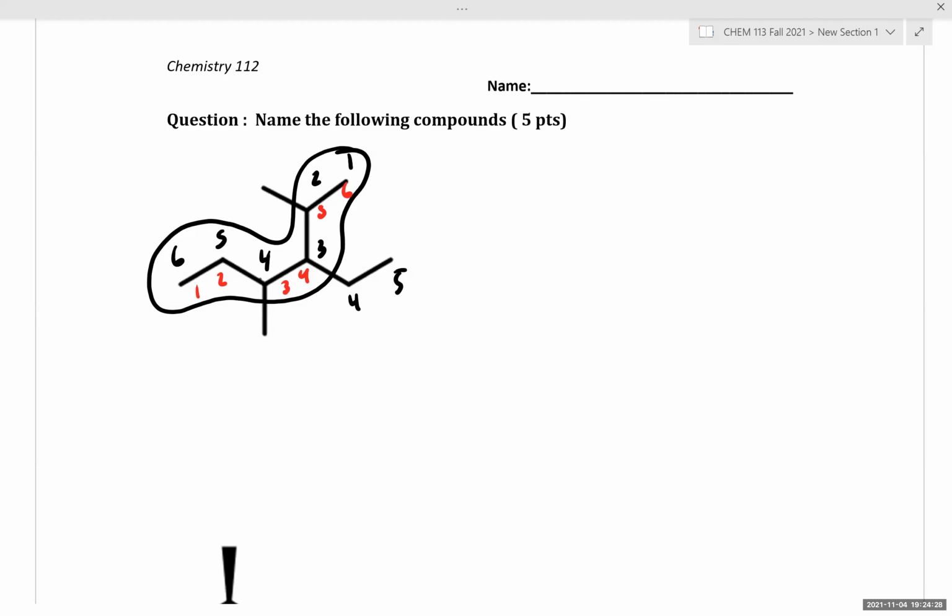Which counting method is preferred? The one by black? Yep, exactly, because 2 is less than 5. So at our 2 position, what group do we have?